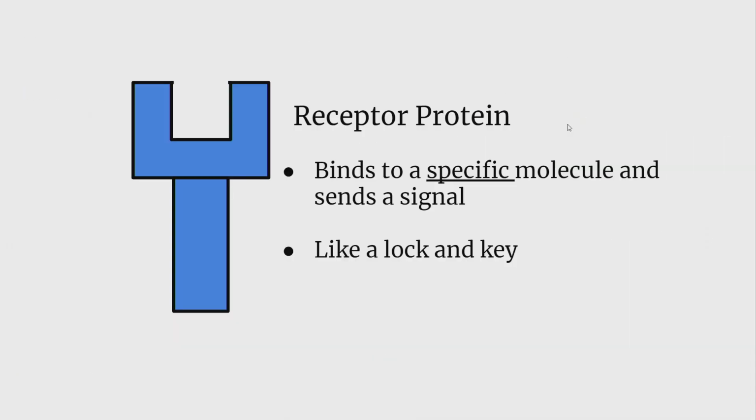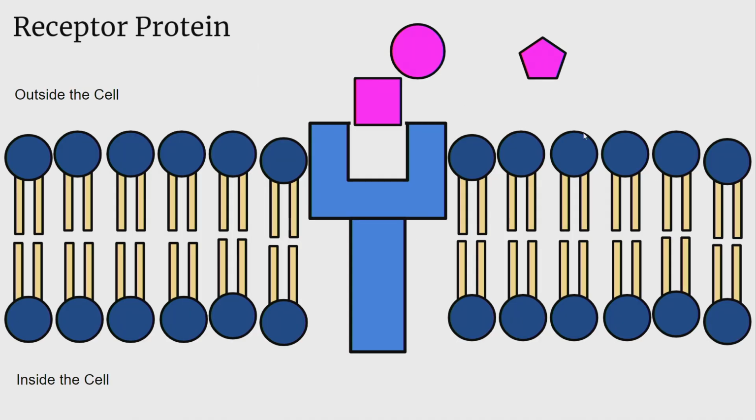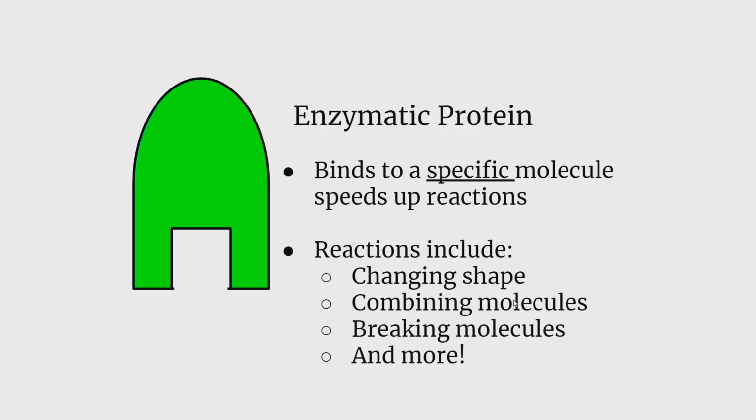A receptor protein will bind a specific molecule and then send a signal. The square molecule here is able to fit into this receptor molecule, which will cause some sort of change, and this receptor protein can signal something within the cell to take place. Lots of hormones will bind to receptor proteins to cause changes within other cells.